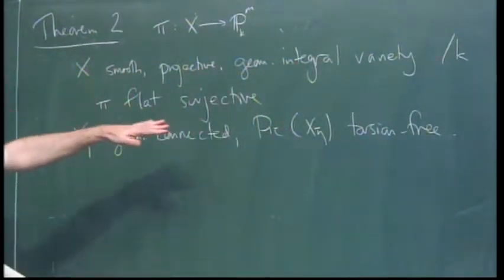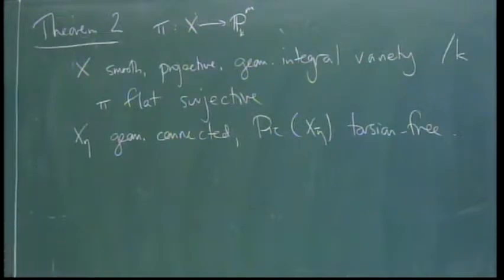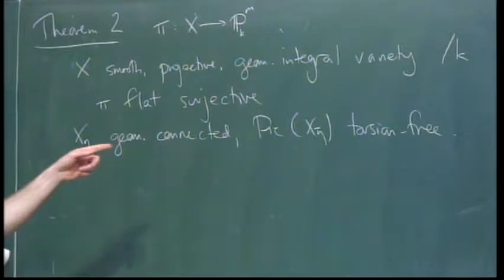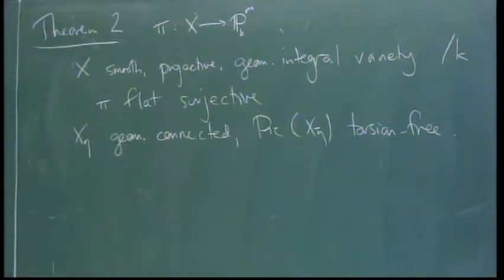Okay, and these things are things that then spread out nicely. So this means the majority of varieties in my family are also going to be geometrically connected and have torsion-free Picard group. In fact, all of them turn out to have torsion-free Picard group.